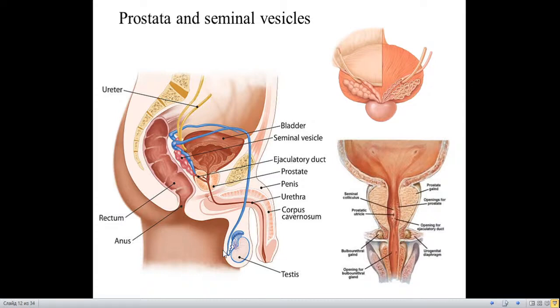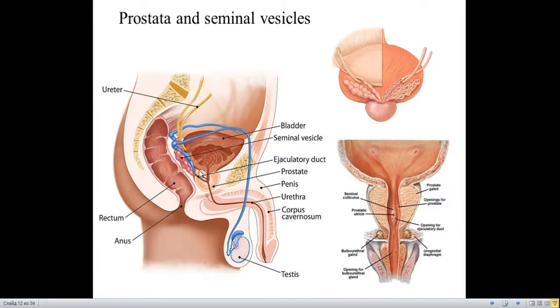Spermatozoa secreted by the testes are not able to fertilize because they are not mobile yet. They are able to fertilize the egg only after they become motile. And this happens when sperm mixes with the secretion of the prostate gland. It is known as prostatic juice. Only after that they become active and able to fertilize the oocyte. So due to this, it is known as the second heart of man.